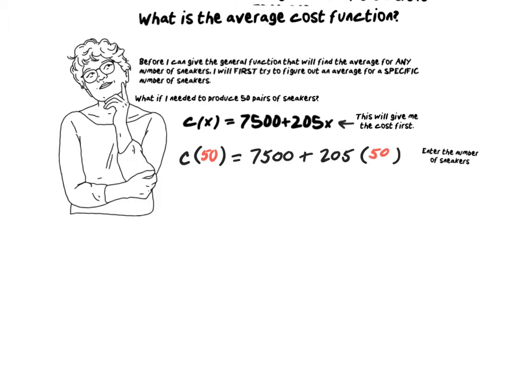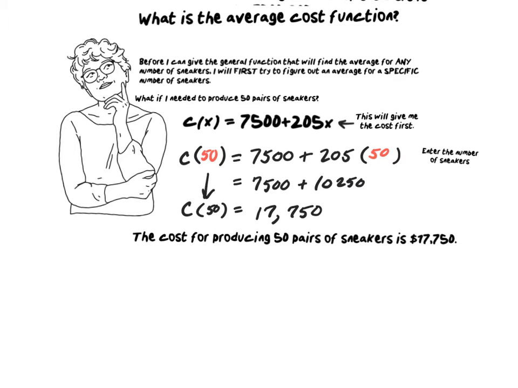Now, if I follow the order of operations, I will multiply. So I'll bring down my 7,500 and I'll multiply 205 times 50. And that gives me a total of 10,250. Now I can add. So the total comes out to 17,750. That is the value for producing 50 pairs of sneakers.